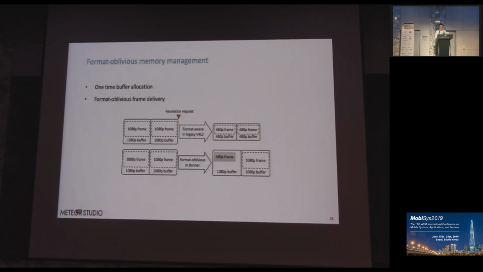Format-oblivious memory management aims at maintaining a single set of frame buffers to mitigate the format synchronizations across the video system stack. In detail, Banner only requests buffer once for the highest supported resolution, and then it delivers the frames based on how many bytes are used. Through this, consecutive buffers may contain frames at different resolutions, and we observe that only the application and the sensor are required to know the resolution to ensure correct sensory data.